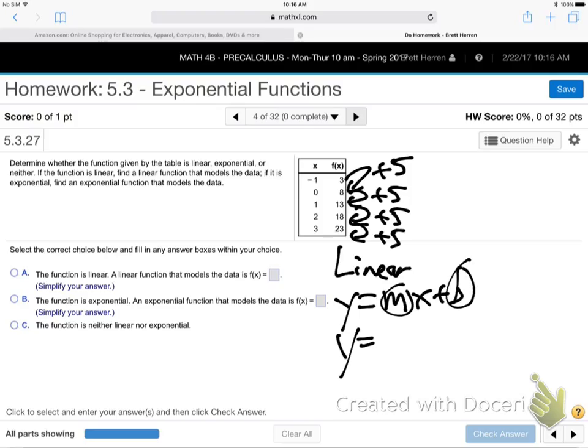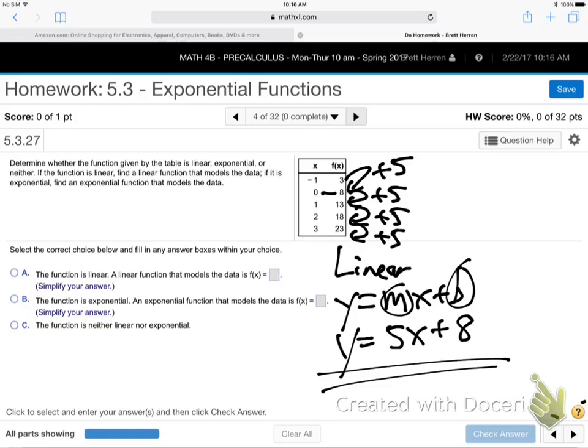What's the m? That is the 5. That is the slope, the amount you're adding every time. Now, how do you find the b? Look next to 0. 8, right? Because if you plug in x as 0, you just get the number on the right, don't you? So there it is. There's the linear equation.